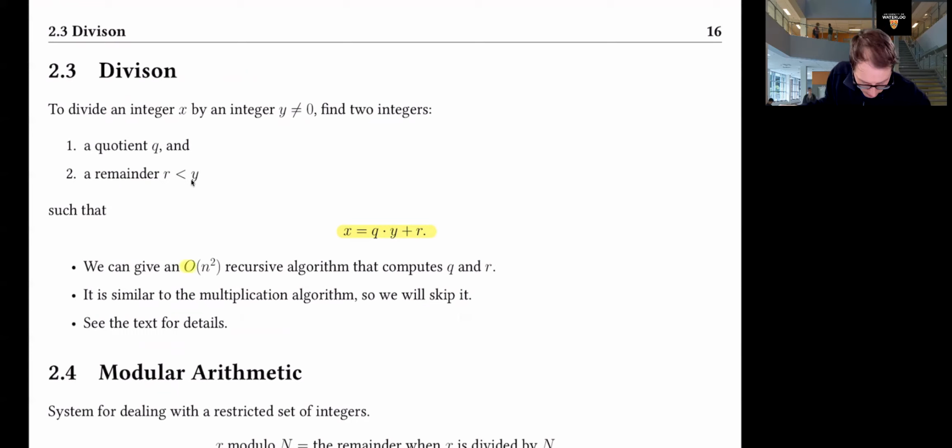There's also an order n squared recursive algorithm for computing q and r, which is what we need to perform division. It's similar to the multiplication algorithm. Take a look at the textbook in this chapter to read more about it, but we won't actually go through it in this course. We don't need it. You can just know that it exists.